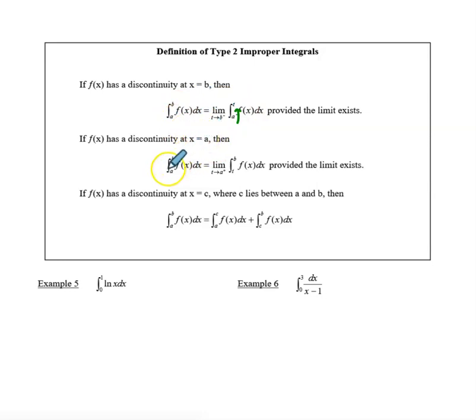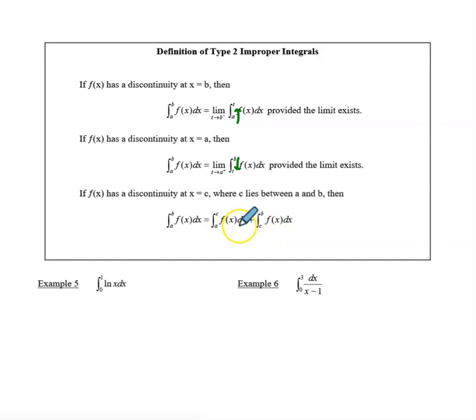Second scenario is when your lower limit of integration creates the vertical discontinuity. And in that case, you set up a limit as t approaches a from above. And again, it's from above because you're coming in towards t from the upper to the lower limit of integration. Remember, when you set up these limits, you must have the proper symbology here or you will not get it correct. If f of x has a discontinuity at c, where c lies between your lower and upper limit of integration, then what you need to do is split your integral into 2 parts at c. So you're going to have the integral from a to c plus the integral from c to b, and you'd set up a separate limit notation for each of these, and you'd take the limit for each.